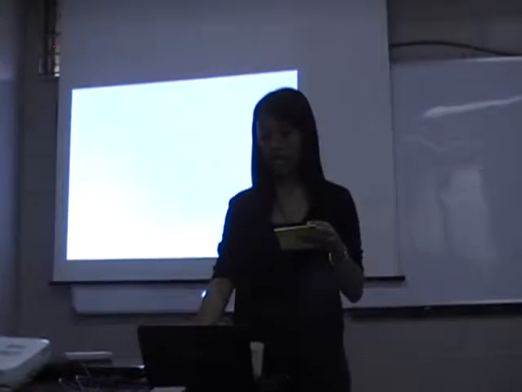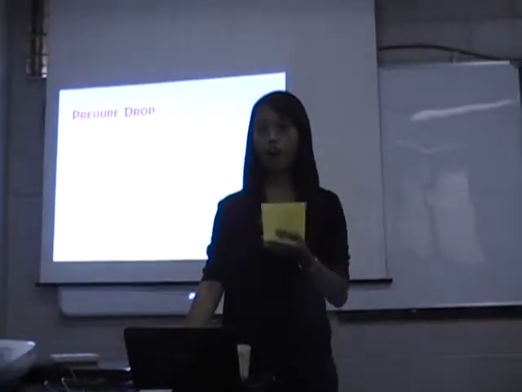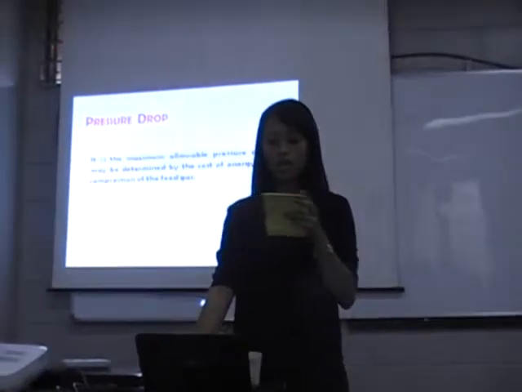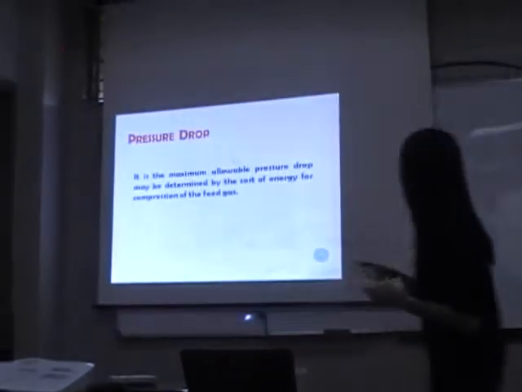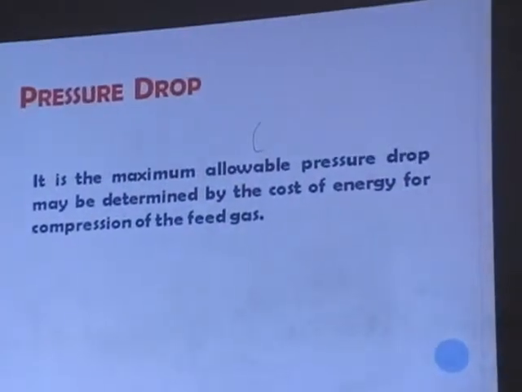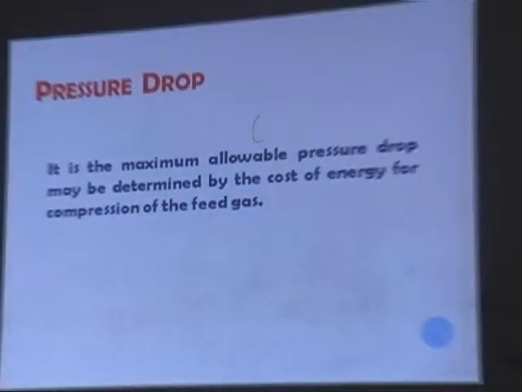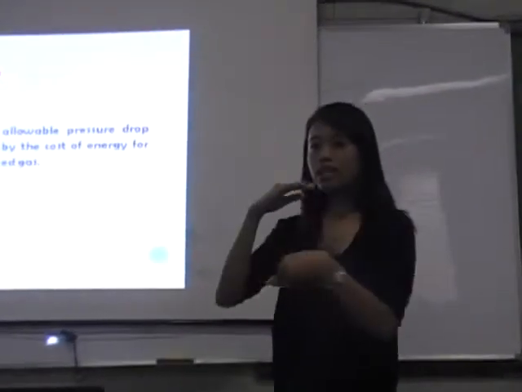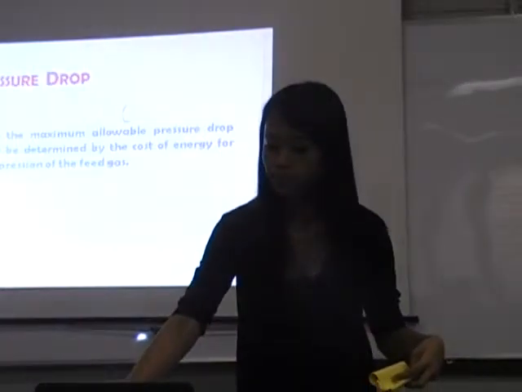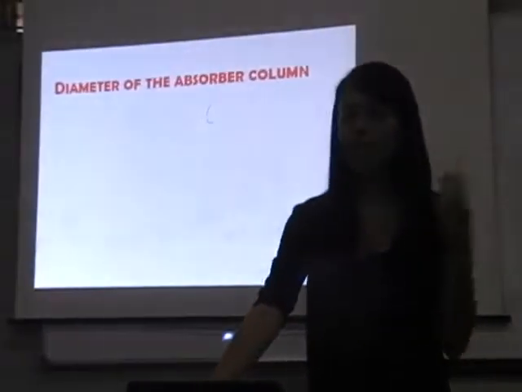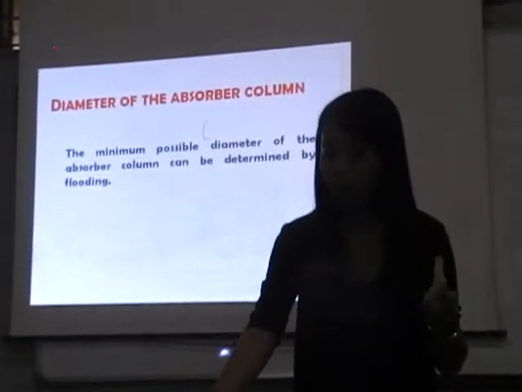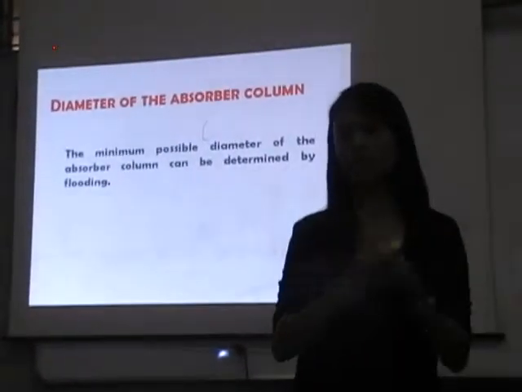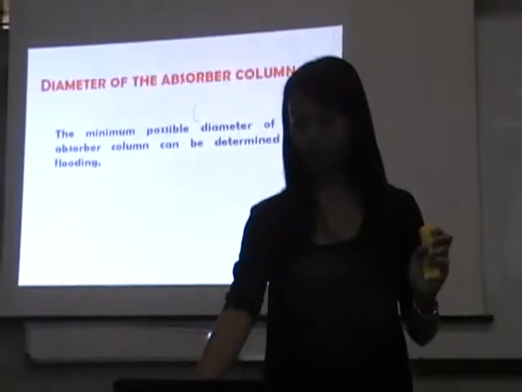Punta naman tayo sa pressure drop dun sa buong unit. Sa pressure drop naman, ang nagdedetermine nito ay yung cost of energy for compression of the gas. So yung maximum allowable pressure drop daw, i-determine nga yun, depende dun sa magagamit na energy dun sa pagkakompress ng feed na gas. While, kapag sa diameter naman, ang nagdedetermine naman nito, yung flooding. So, flooding mamaya i-explain naman kung ano ba yung konsepto ng flooding.